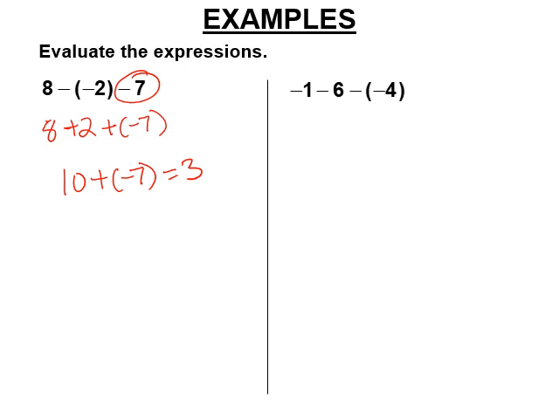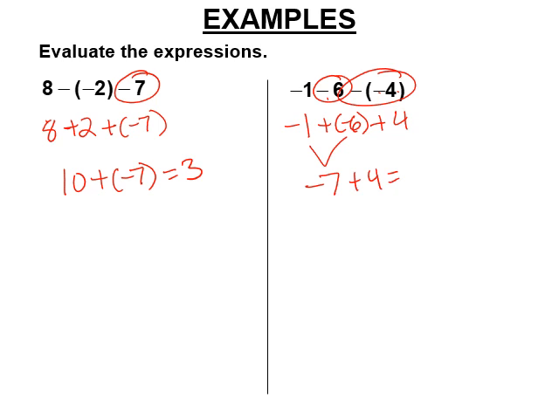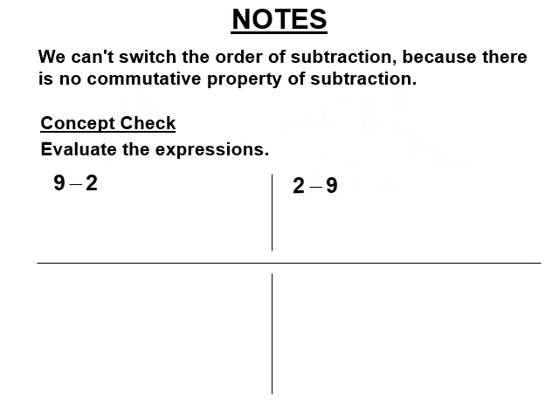Try the next one. First number stays the same. That becomes add the opposite of 6, negative 6. That becomes add the opposite of negative 4, 4. Negative 1 plus negative 6, negative 7. Negative 7 plus 4, negative 3. There is no commutative property of subtraction, so do both these problems.